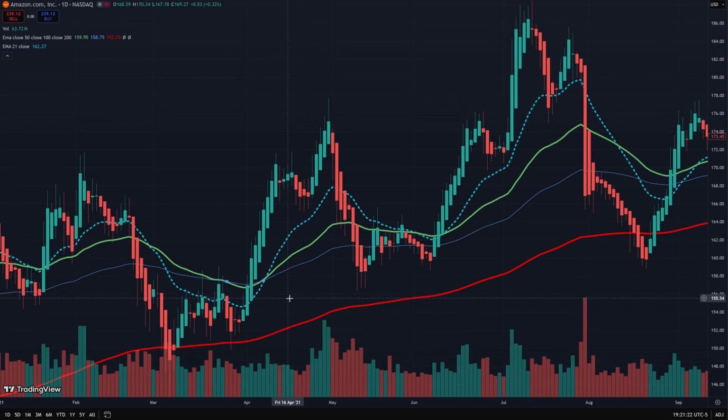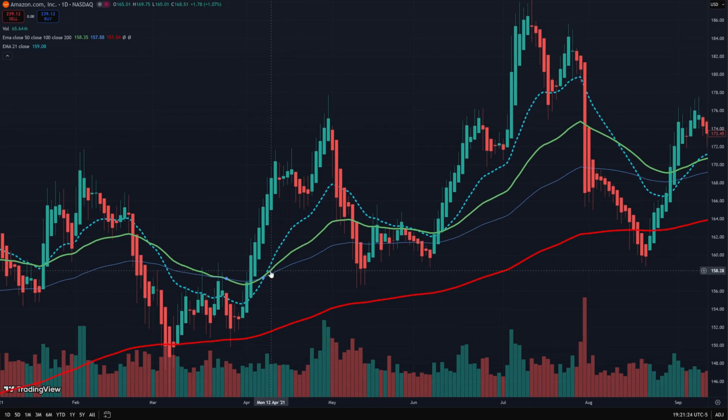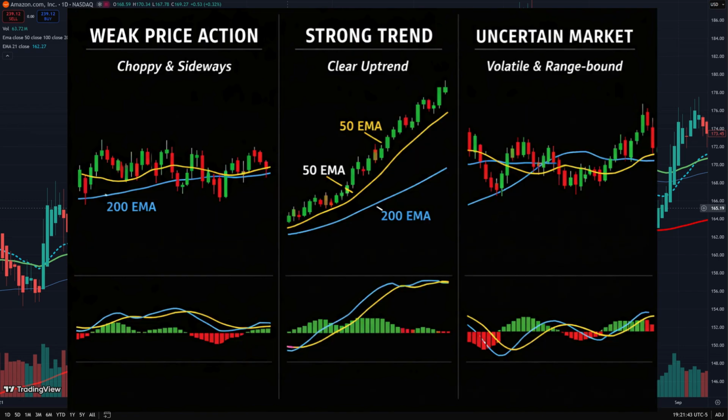Instead of reacting to every small price change, it smooths those movements so we can see the general direction the market is moving in. The key idea is that recent prices matter more than older ones. What happened yesterday tells us more about current market conditions than what happened weeks ago. The EMA reflects this by staying closer to current price and adjusting as new data comes in. In practical terms, the EMA acts like a moving benchmark.